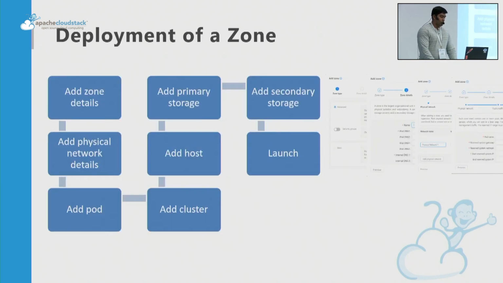Going into how zones are deployed, if we talk about the current UI and how the workflow is, we add some zone details, then some physical network details, add a pod, cluster, host, and then primary storage, like shared primary storage, some secondary storage, and try to launch. So for an edge site setup where maybe thousands of deployments are to be done, this is a lengthy process.